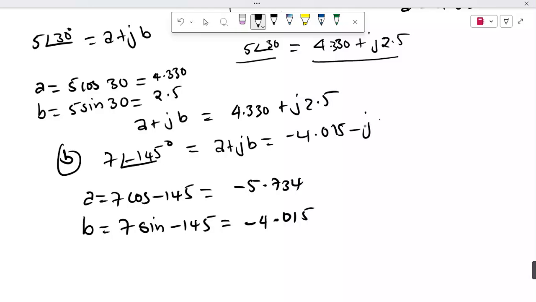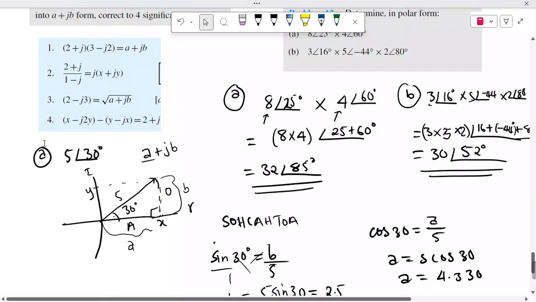Oh, I started with B, so we write this. A is negative 5.734, minus jB, which is 4.015. So this is polar form to rectangular form. So we are changing from polar to rectangular. You have to know how to convert from this back to this. We showed that yesterday. For those who are a little bit lost, please refer to my video from yesterday. So that's about this.